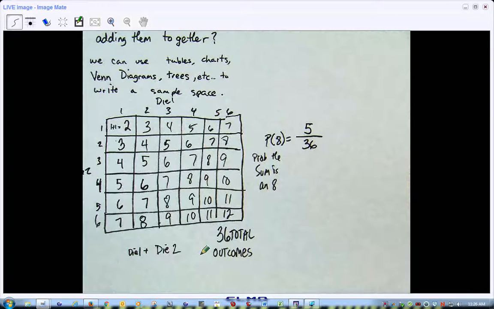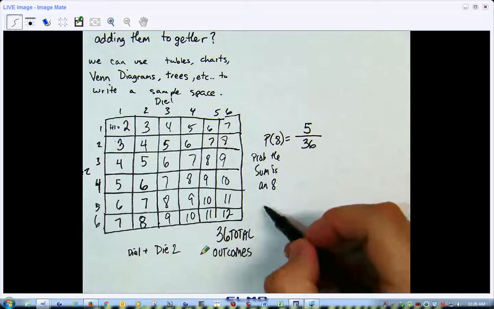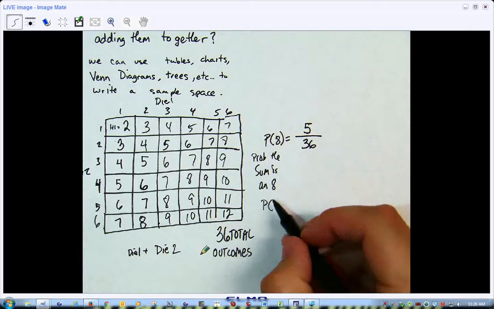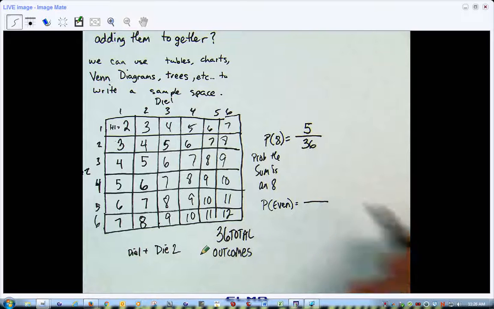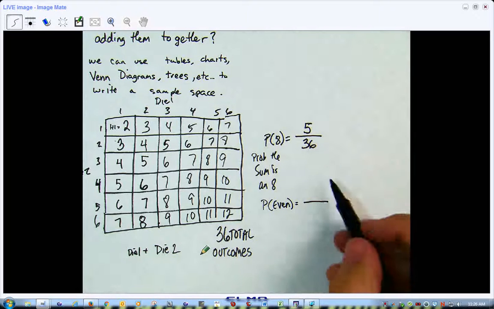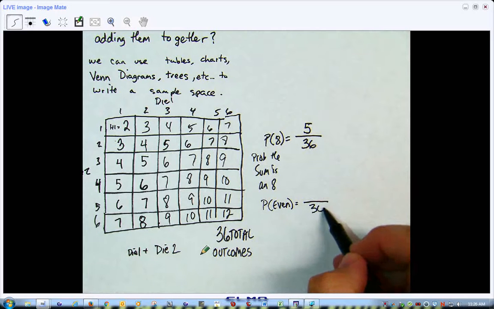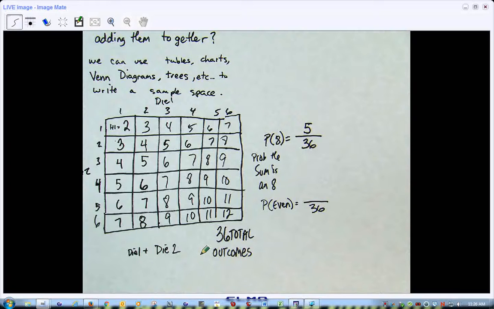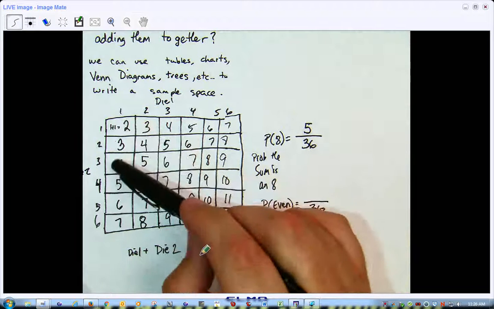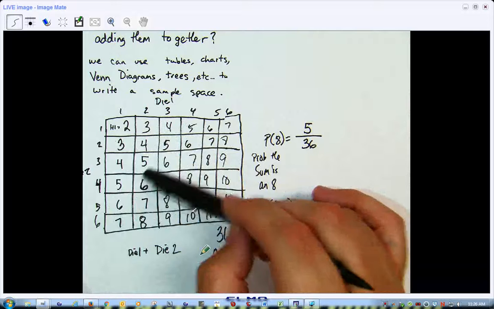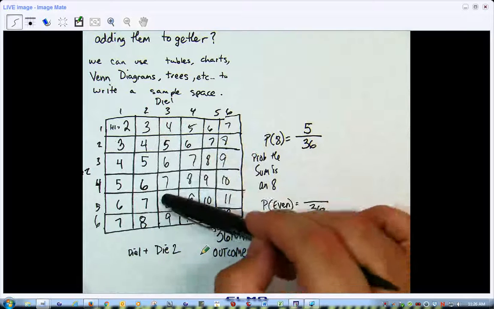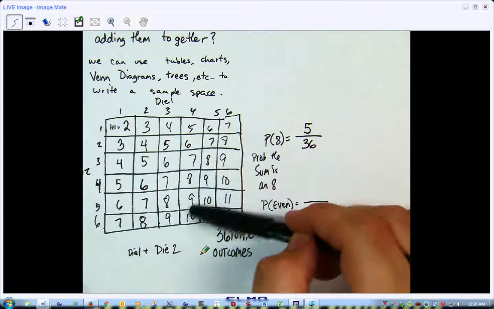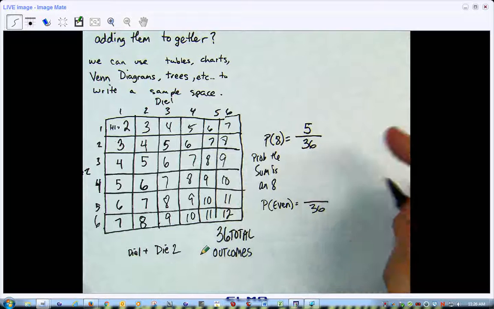Now, here's another one. What's the probability that the answer is even? Well, how many total are there? 36. Now count up all the even ones. 1, 2, 3, 4, 5, 6, 7, 8, 9, 10, 11, 12, 13, 14, 15, 16, 17, 18. Yeah, and that is equal to 1/2.